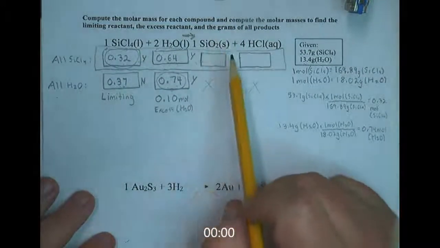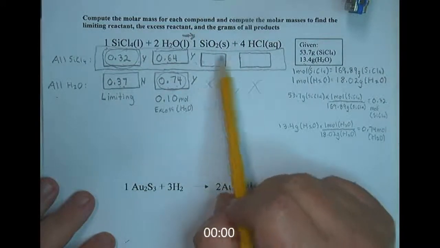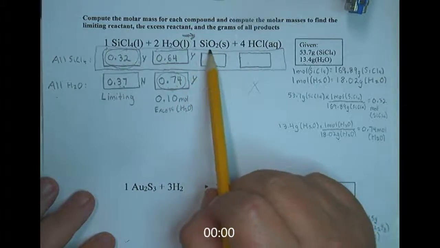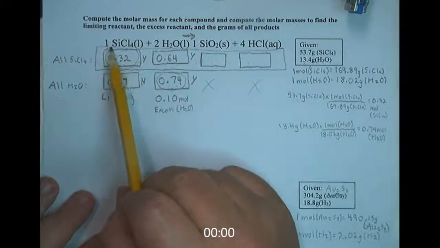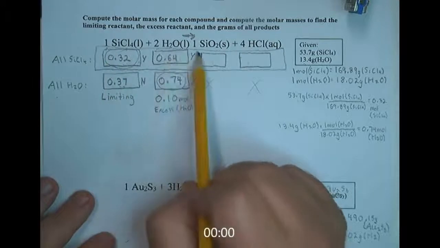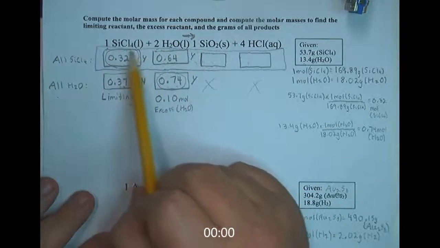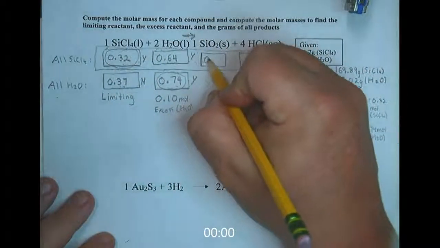Okay, let's finish off by figuring how many moles we end up of our products. Well, we have 1 mole of silicon dioxide, 1 mole of SiCl4, so that's a 1-to-1 ratio. So if you put in 0.32, you're going to get out 0.32.